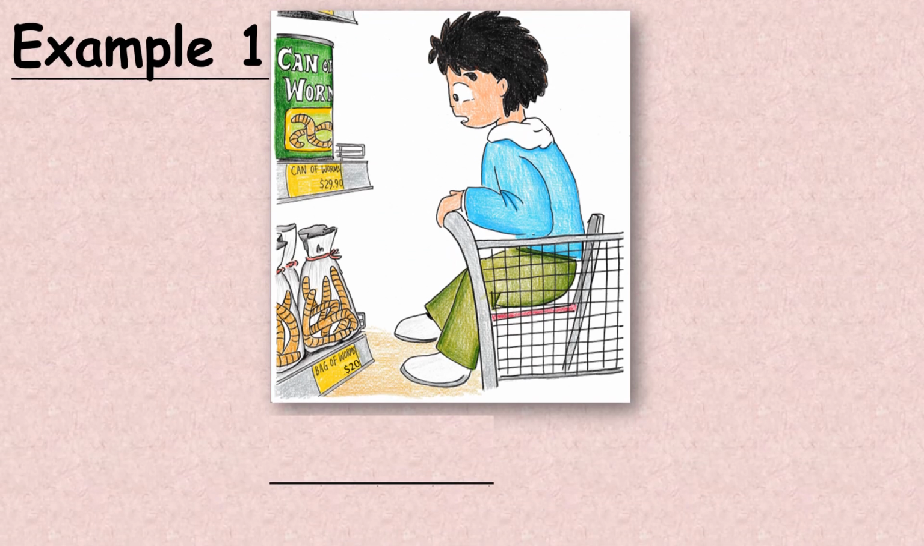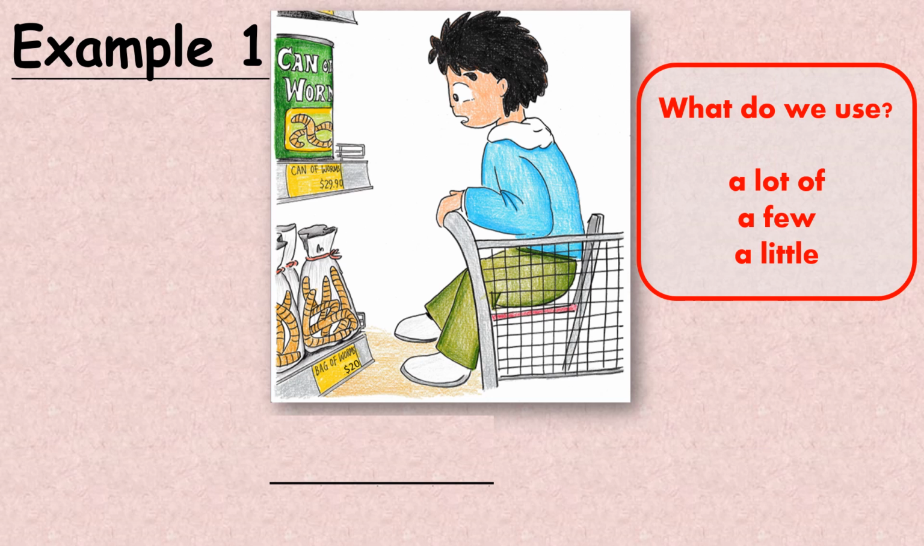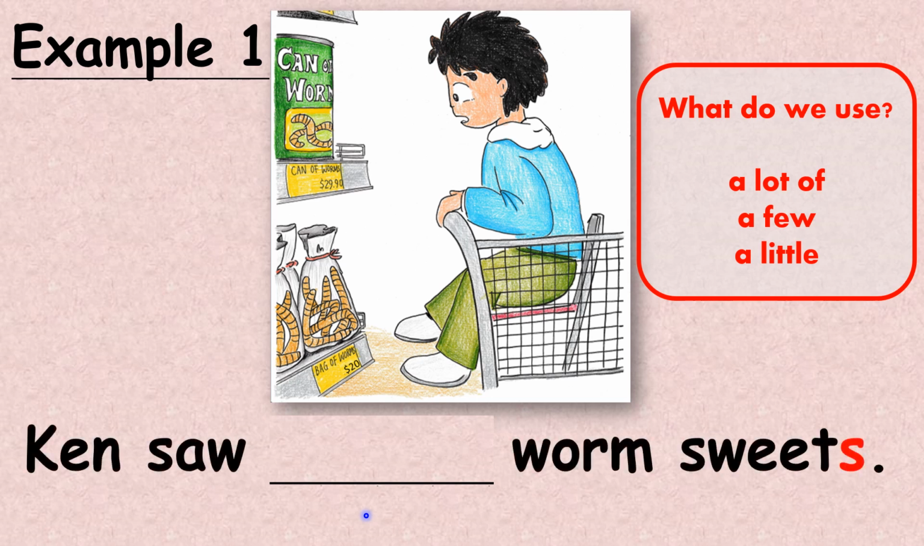Examples. Example 1. What do we use? Do we use a lot of, a few, or a little in the space? Here is the sentence. Ken saw blank worm sweets. The answer is a lot of.